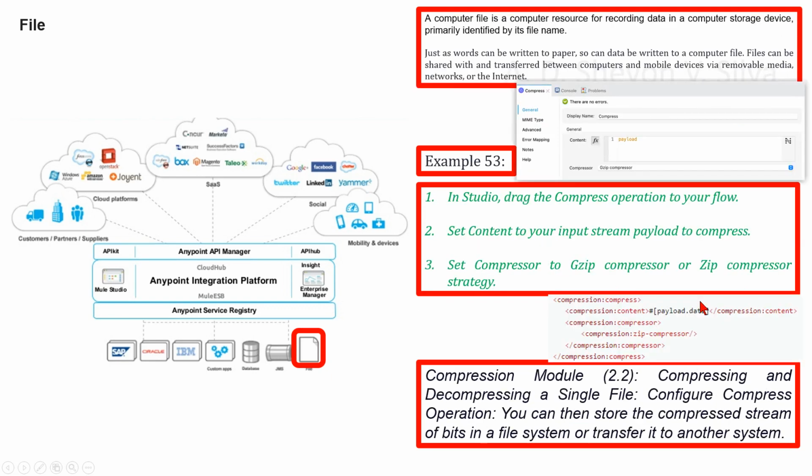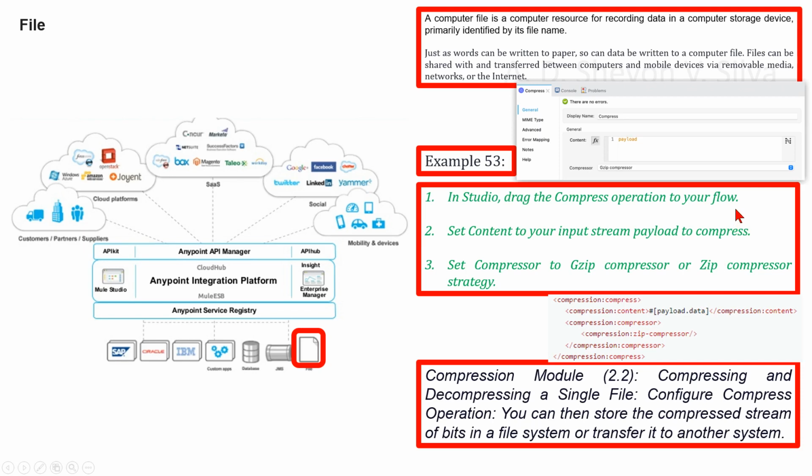Now we are considering configuring the compress operation in compressing and decompressing a single file in compression module 2.2. Given an input stream payload, the compress operation enables you to compress the stream and return a new compressed stream of bits. You can then store the compressed stream of bits in a file system or transfer it to another system.